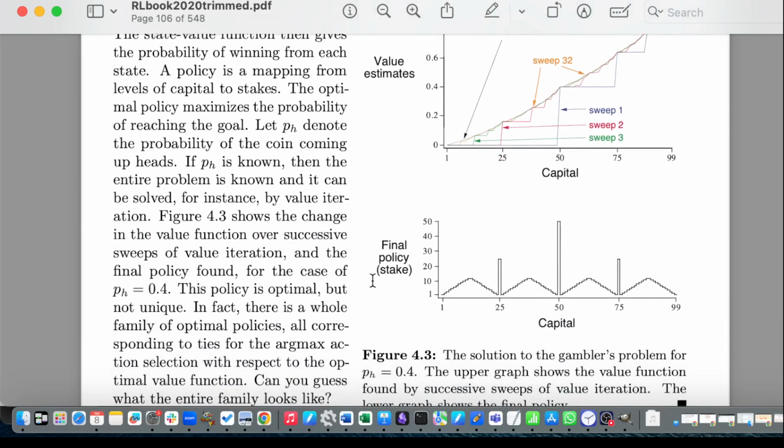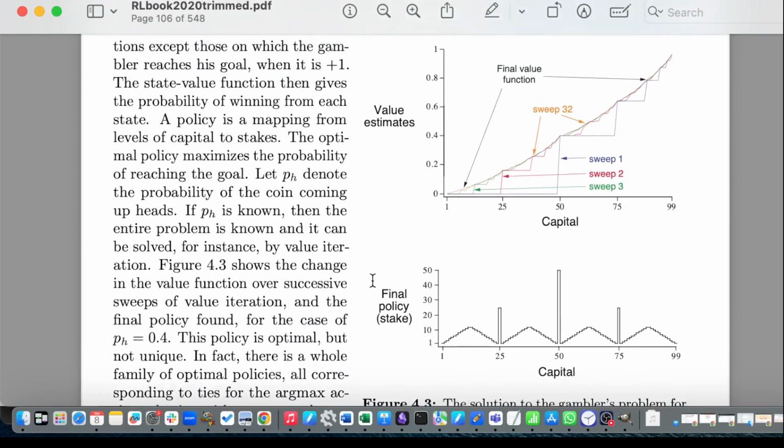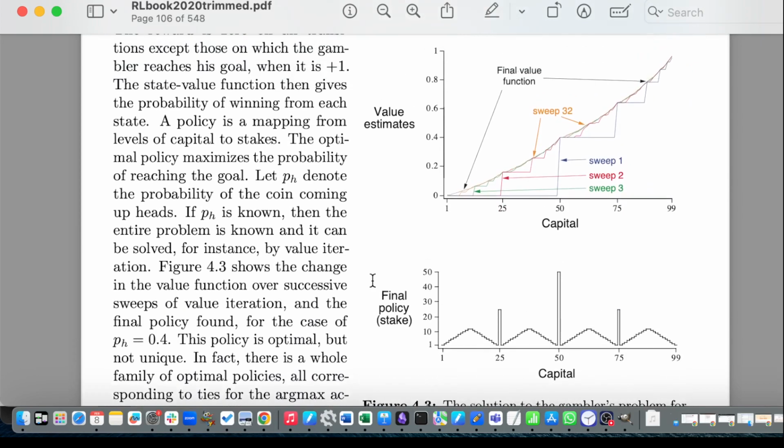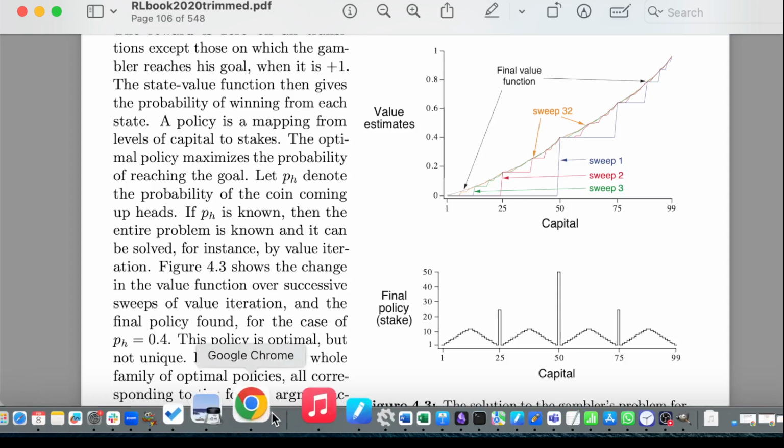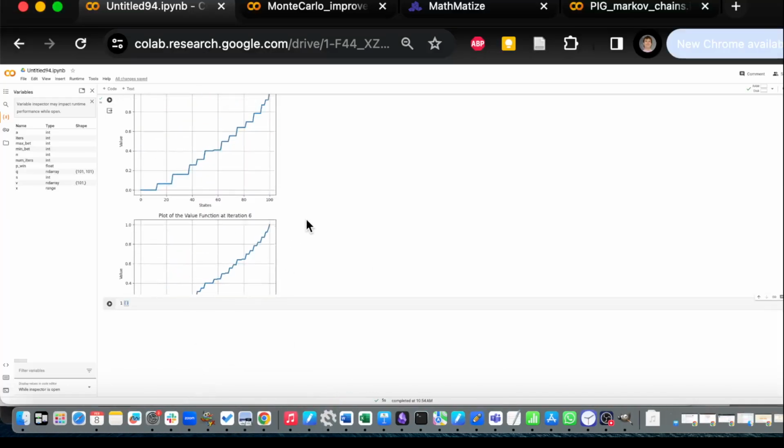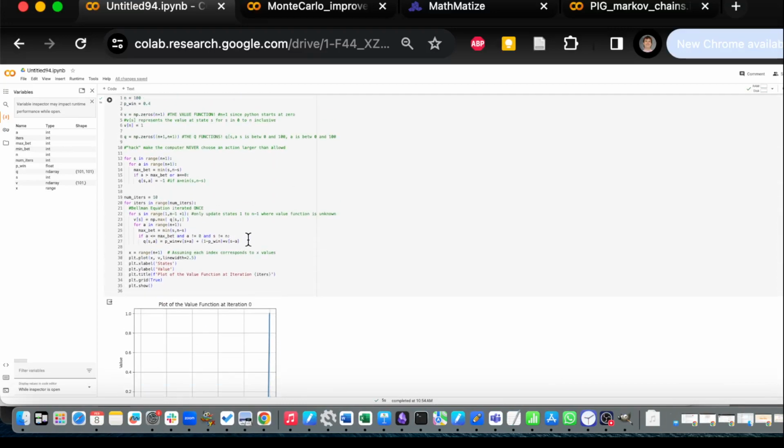Let's see if we can make it plot this. For this one, we have to figure out the optimal actions. So far we have the optimal value function. How do we get the optimal actions? This was the last Mathmatize question of Tuesday's class. Does anyone remember the answer? Or more importantly, how do you convince the computer to tell you the optimal actions? Let me make a little line here.